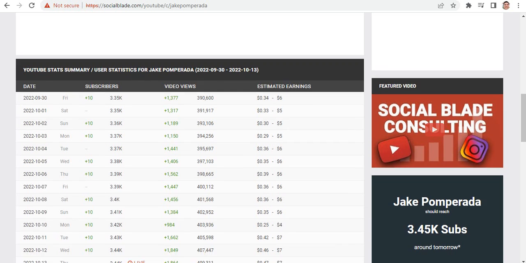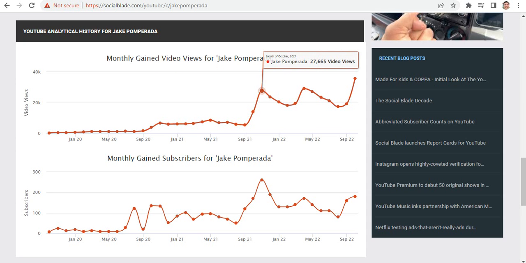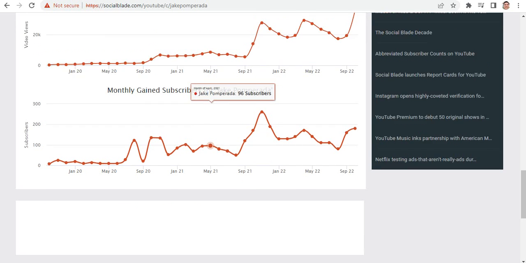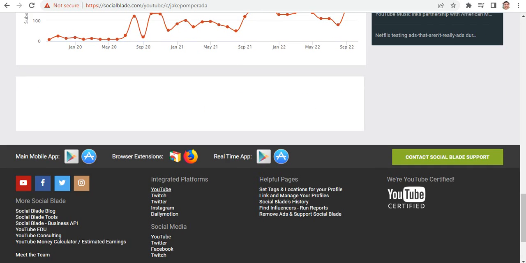So as you can see here, from January of 2022 it is very slow, and then there is a significant increase of video views from September up to now. Subscribers also increased significantly here. Okay, by the month of October 2021, and so on and so forth, 2022.